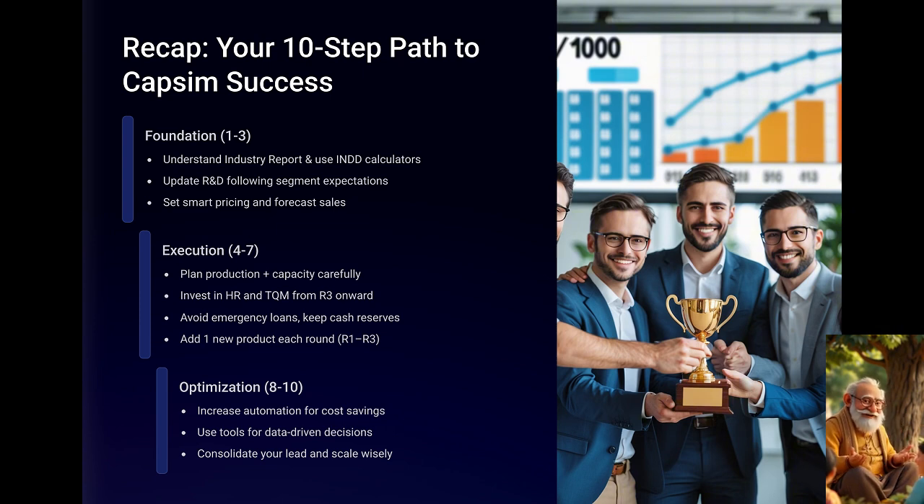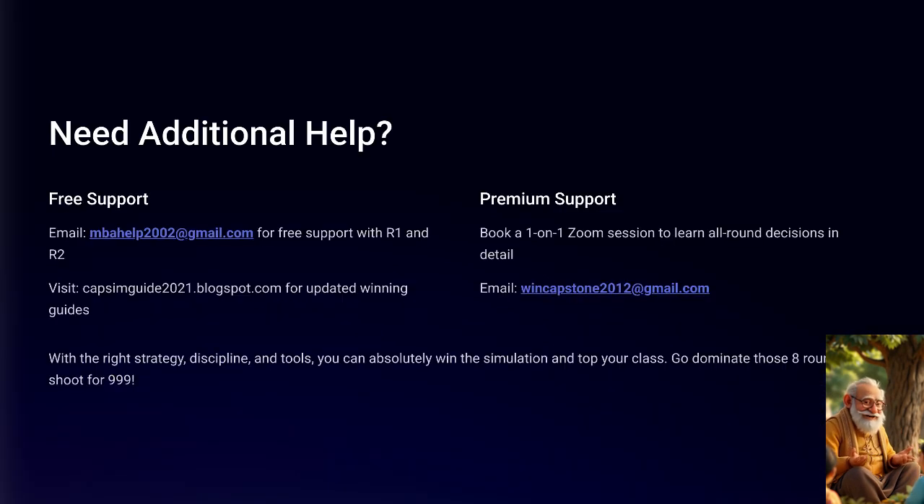5. Invest in HR and TQM from R3 onward. 6. Finance: avoid emergency loans, keep cash reserves. 7. Add one new product each round, R1 to R3. 8. Increase automation for cost savings. 9. Use tools to track progress and make data-driven decisions. 10. In final rounds, consolidate your lead and scale wisely.